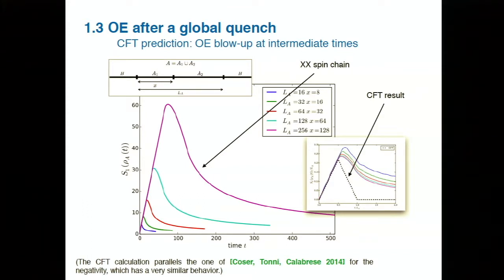So these pictures are very similar to the ones that Vincenzo was showing yesterday. So what happens is that initially it goes linearly. This is the CFT calculation, the dashed line here. So initially it grows linearly, and then it decreases also linearly, and then it just stays at some finite value.